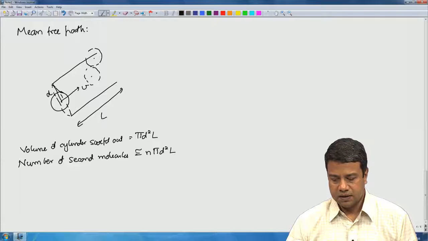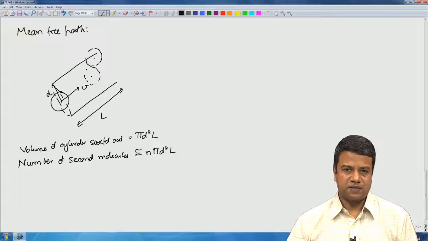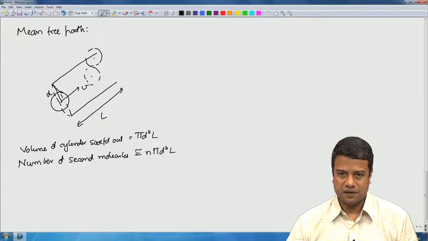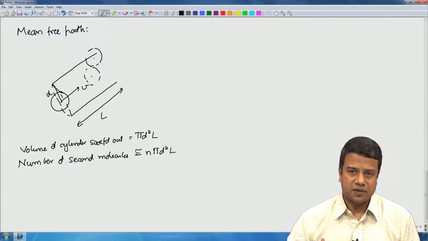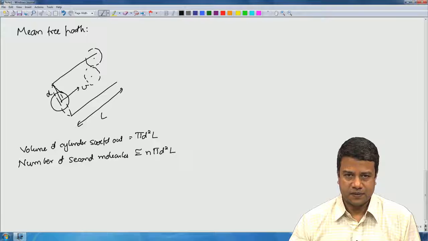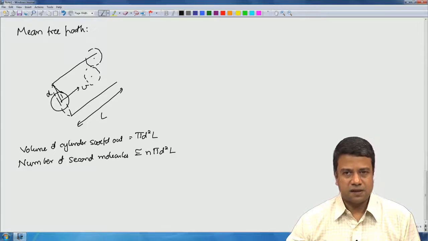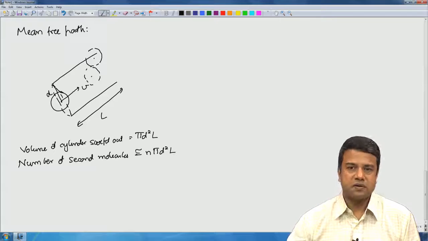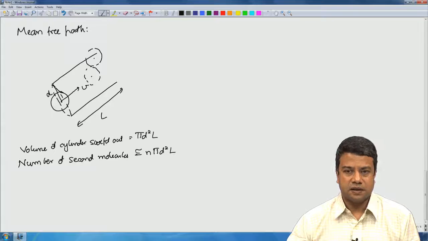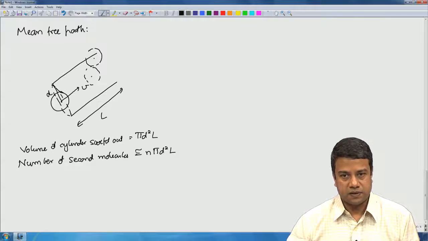When the length is very small, the number of second molecules is also very small. So, the probability that a second molecule has collided is very small. As the length becomes larger and larger, you will have many such molecules in this volume. That means that this molecule has already collided.